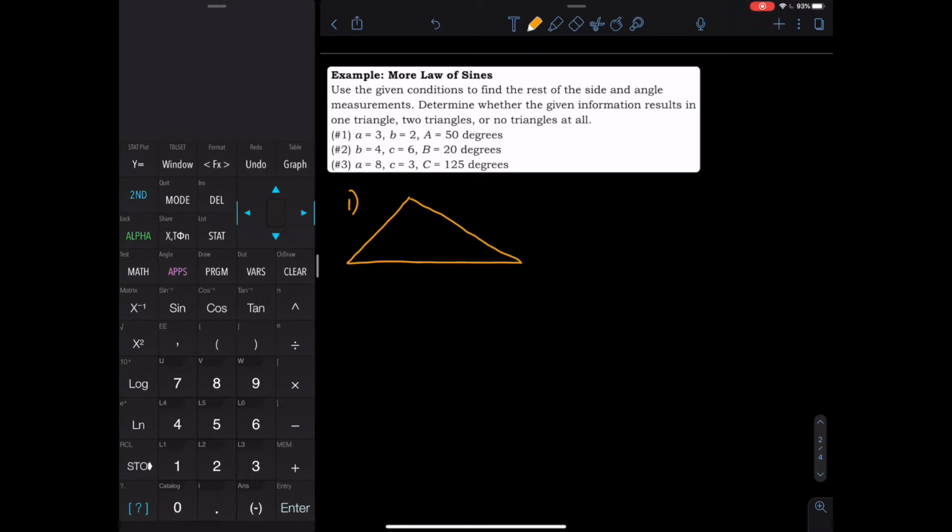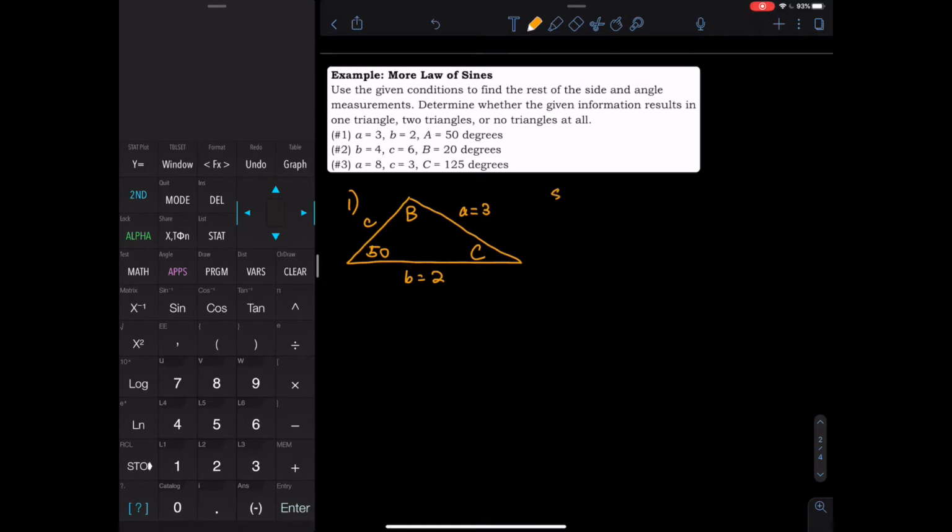And then A, B, C, so they go from left to right, right? So A is 50 degrees, don't know B yet, don't know C yet. And then on the opposite side of A, we know that small a equals 3, small b equals 2, no c yet. All right, so do we know a full pair? Yup, we know a full pair for A.